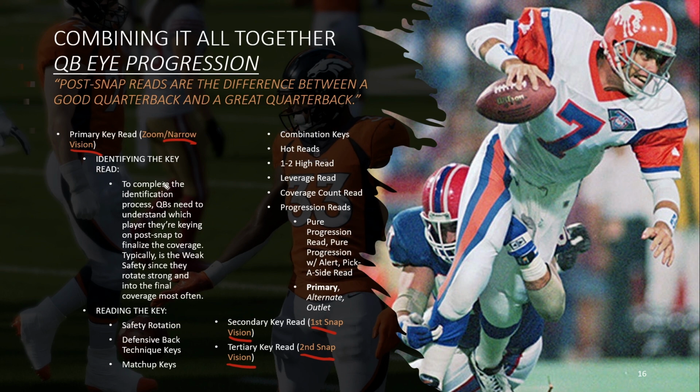Okay, so for narrow vision, I'm typically going to be reading, and this is going to change throughout the game. You're not going to make the same key reads every single time. You're going to change it. You got to experiment with it, feel it out. Once you start to figure out your opponent, you're going to change it up. So I'm typically going to start with safety rotation read because I'm going to try to finalize what type of coverage they're running. Okay, it's going to help me figure out what they're running at the end of the day.